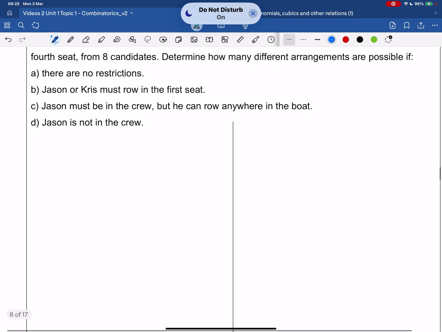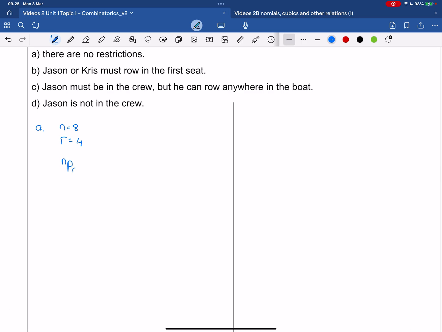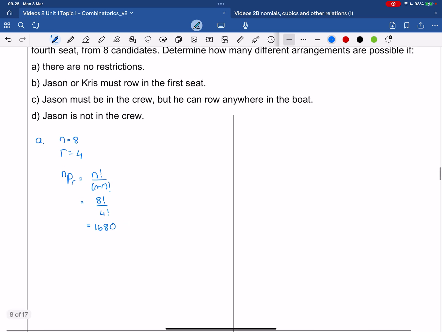So determine how many different arrangements are possible if A, there are no restrictions. So for no restrictions, I've got that N is 8 and R is going to be 4. And so my NPR will be N factorial over N minus R factorial. And we have 8 factorial over 4 factorial. And using our GDC, that's 1680 arrangements.